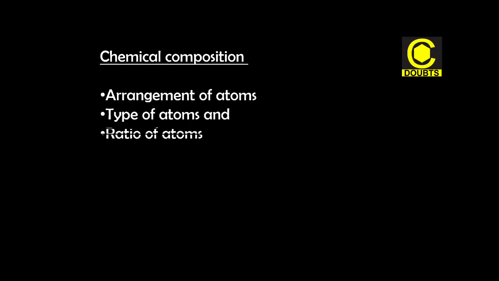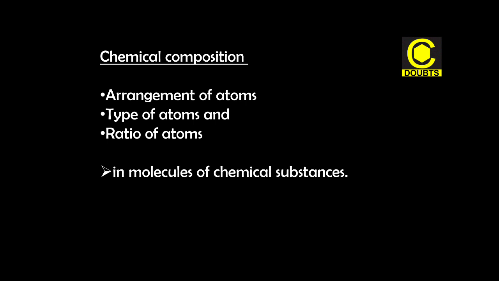The next thing is chemical composition. When we talk about chemical composition, it deals with the arrangement of atoms, types of atoms and ratio of atoms in a molecule of that chemical substance. For example, in sucrose there are three types of atoms, that is carbon, hydrogen and oxygen, in the ratio of 12:22:11. So the chemical composition of sucrose can be defined as: it has three types of atoms, carbon, hydrogen and oxygen, which are arranged in the ratio of 12:22:11. So this is what the chemical composition is.